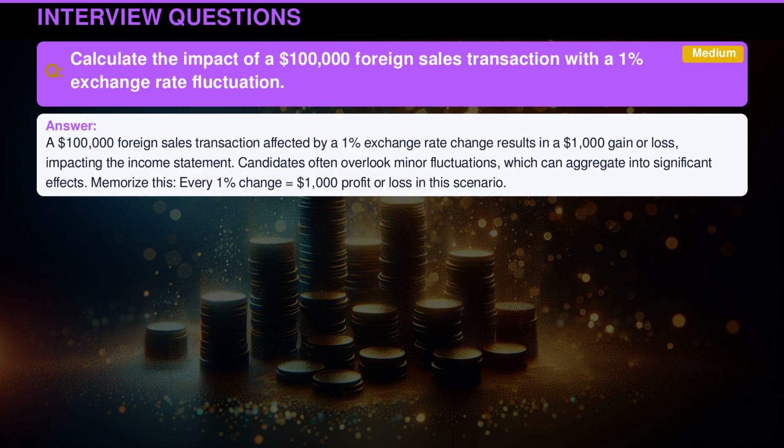A $100,000 foreign sales transaction affected by a 1% exchange rate change results in a $1,000 gain or loss, impacting the income statement. Candidates often overlook minor fluctuations, which can aggregate into significant effects. Memorize this. Every 1% change equals $1,000 profit or loss in this scenario.